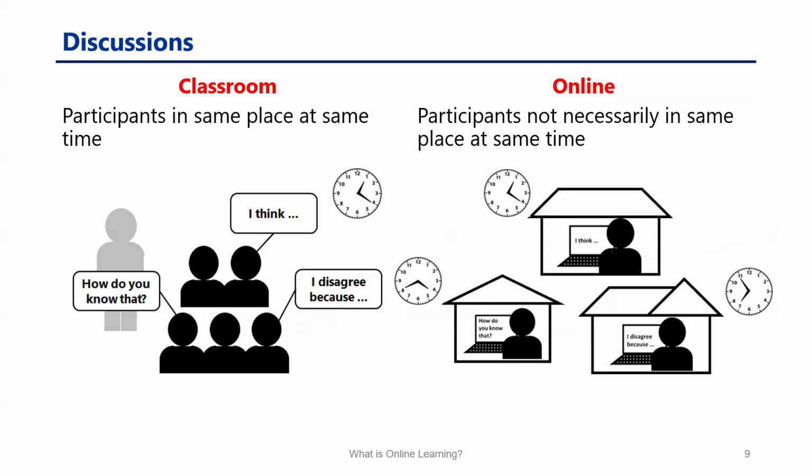In classroom-based learning, all of the participants are in the room at the same time. We see a discussion going on live on the left side. In online learning, the participants may not be in the classroom at the same time. In this case, they're all talking out of their homes and they're talking at different times of day.